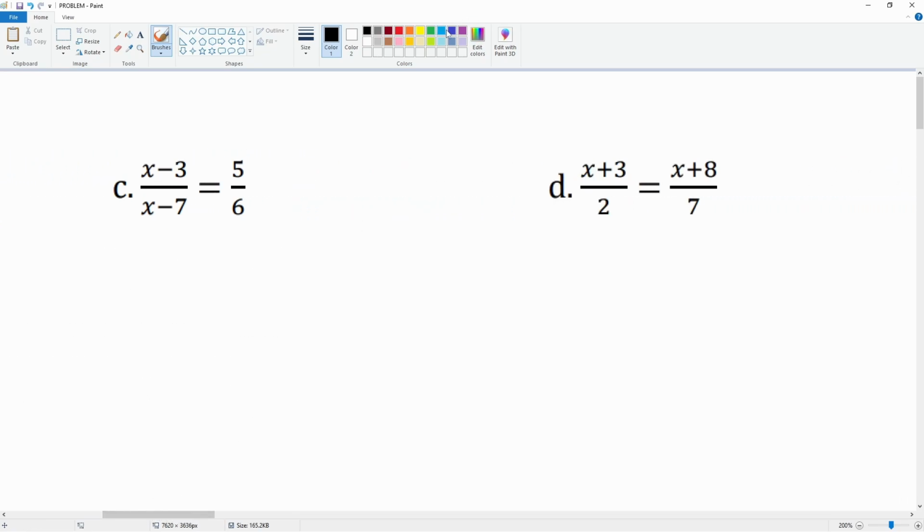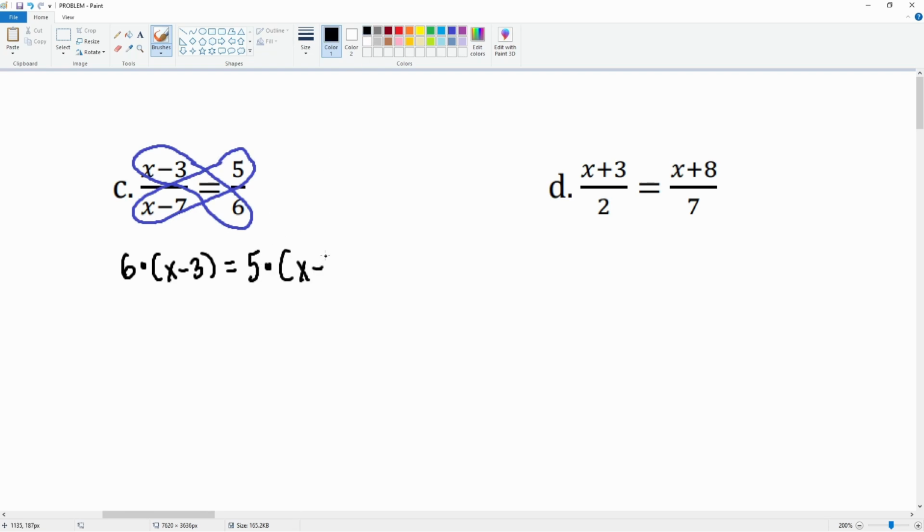C. Cross multiply again. We have x minus 3 times 6. So let's write that. 6 times parentheses x minus 3, because there's 2 of them, equals 5 times x minus 7. Just letting you know, this can just be written like 6 times that next to it. Same thing here. This might help you see it much better.